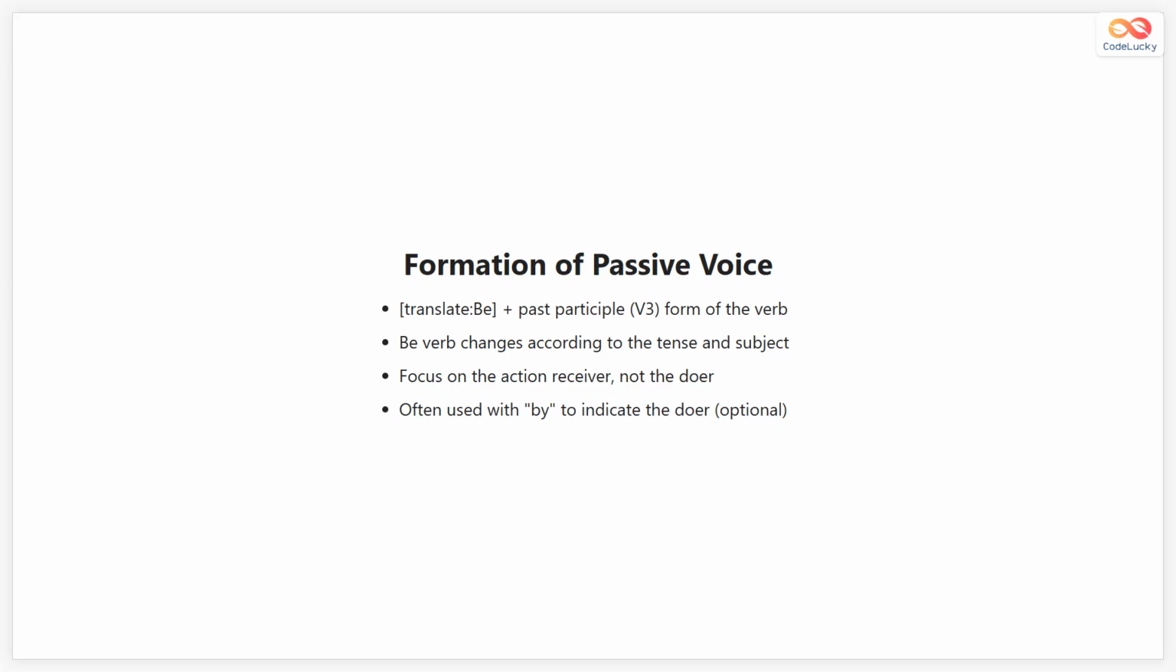The passive voice is formed by combining the verb be with the past participle of the main verb. The form of the verb be changes according to the tense and the subject of the sentence. Passive voice focuses on the receiver of the action rather than the doer. Sometimes, the doer is mentioned and introduced by the word "by," but it is optional.